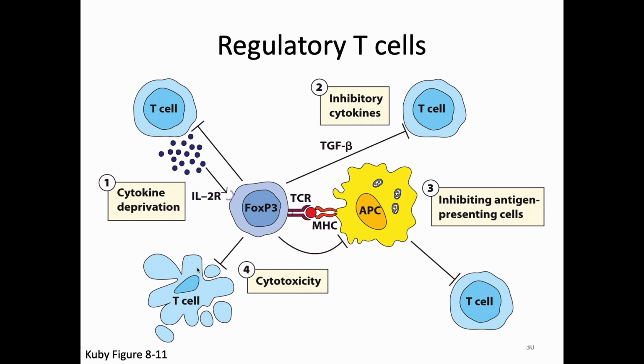Those regulatory T cells that make FOXP3 are able to inhibit other types of responses in a number of different ways. They can do that by making cytokines like TGF-beta as well as IL-10, which can directly inhibit other cells. They can sometimes be cytotoxic, though I'm not going to dwell on that. They can actually make some cytokines that can turn off antigen-presenting cells and stop antigen presentation.